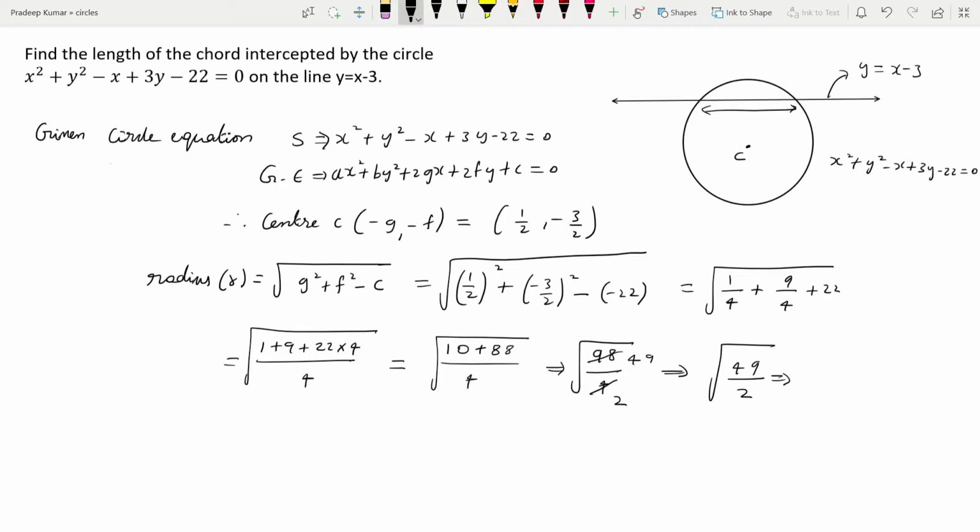So we'll just separate them, root 49 separate and root 2 separately. Root 49 is nothing but 7, since 7 square is nothing but 49. Then the root and square get cancelled, so we are just left with 7. So finally the radius we got is 7 by root 2, whereas the center we got is 1 by 2, minus 3 by 2.